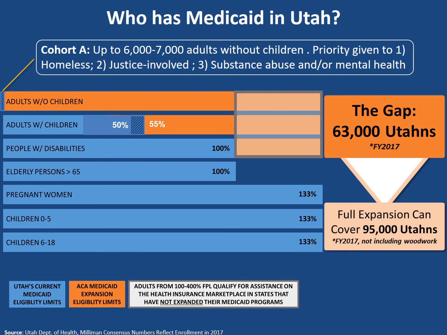Now, if you're an adult in Utah without children, just a single adult, no kids, you don't qualify for Medicaid, period, unless you have a disability, unless you're pregnant, unless you're above the age of 65. But if you're just an adult without one of those categories, then you don't qualify for health insurance in any realistically affordable way. In Utah, that equates to about 63,000 people, and that's a lot of people going without health insurance.